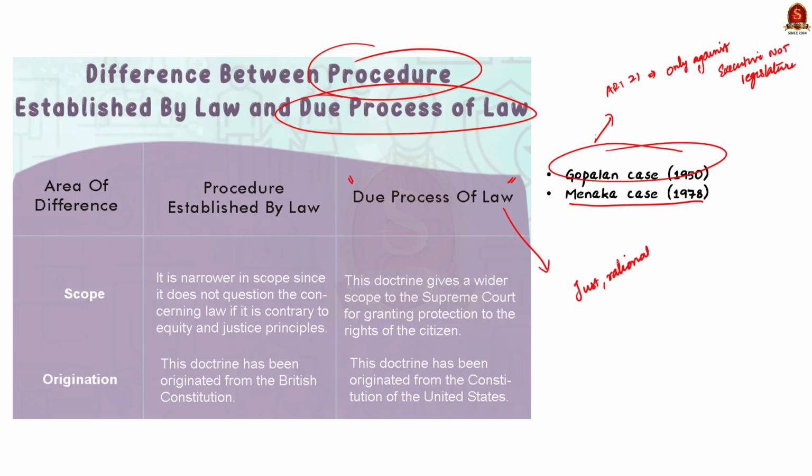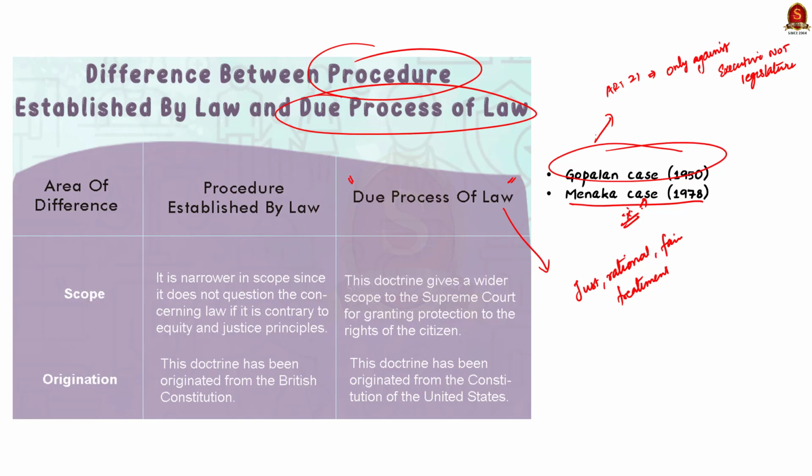In the famous Menaka case 1978, the Supreme Court overruled its Gopalan judgment by taking a wider interpretation of Article 21. It states that the right to life and personal liberty can be deprived by a law provided that the procedure prescribed by the law is reasonable, fair and just. In other words, it has introduced the American expression due process of law into the Indian context.